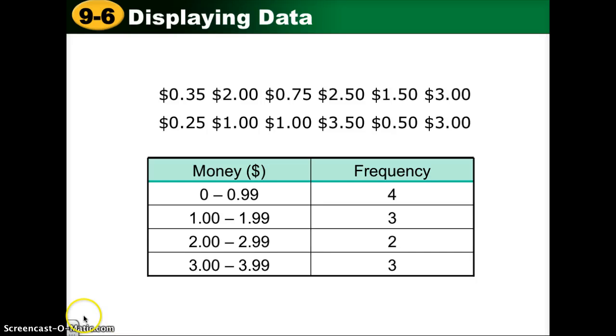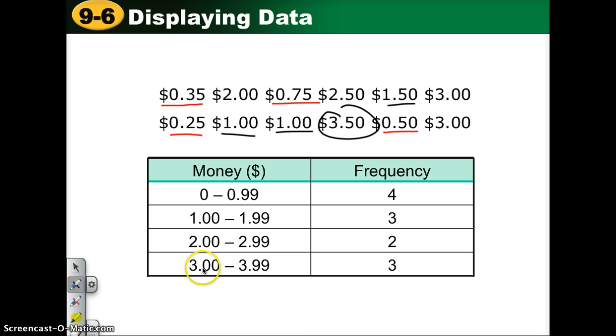The frequencies come from how many there are in each category. So from 0 to 99 cents, we have 1, 2, 3, 4. From $1 to $1.99, we have 1, 2, 3. There's 2 in the $2 to $2.99 interval, and there's 3 in the $3 to $3.99 interval. We don't have to go any further because we have included the largest number. Even though the largest number was $3.50, we still made sure our interval went all the way up with equal spacing.